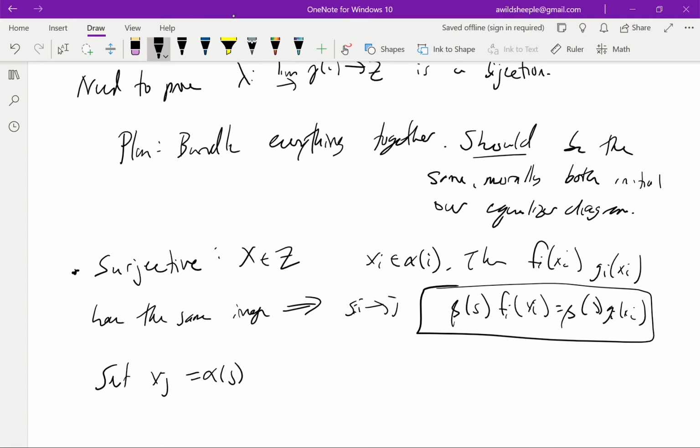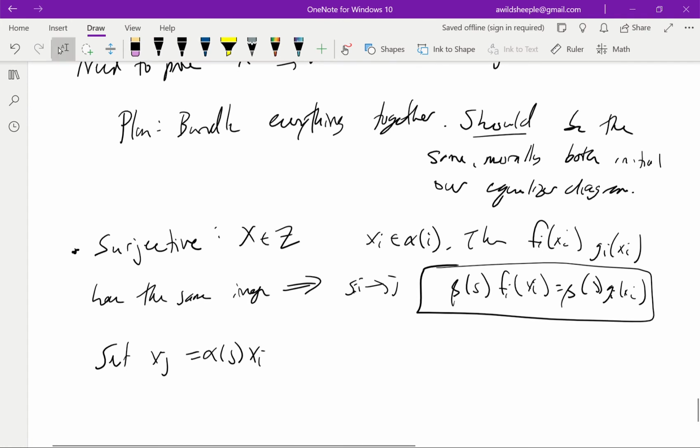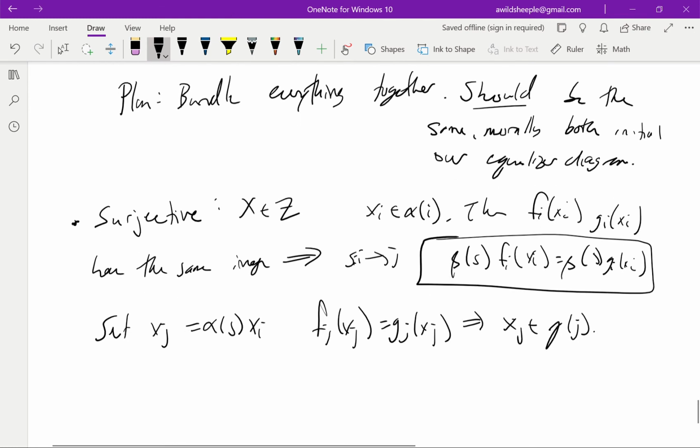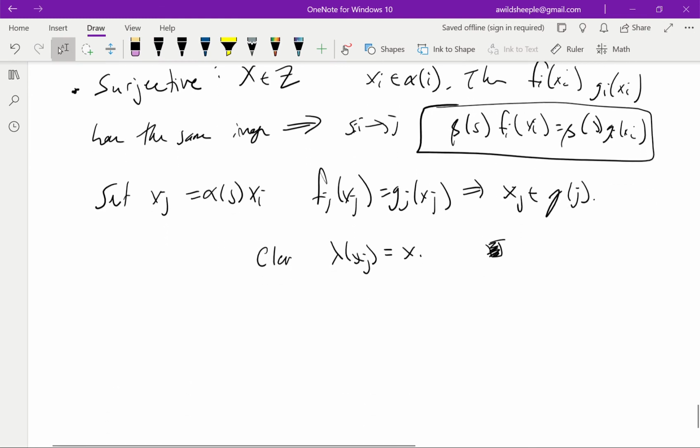So now I'll set x_j to be alpha S x_i, and from this definition, we see that f_j x_j is the same thing as g_j x_j as well. And this means that x_j is, of course, in gamma j. Now, on the other hand, it's clear that lambda x_j is nothing but x. And so this finishes our proof of surjectivity. All right, now let's do injective.